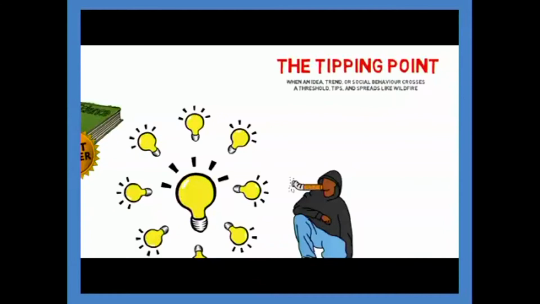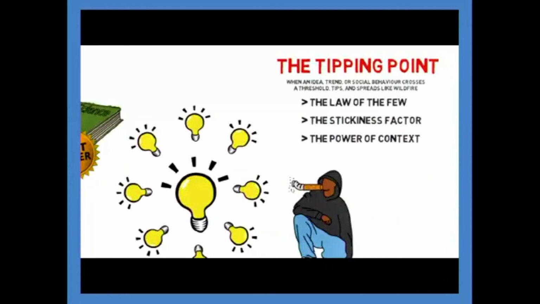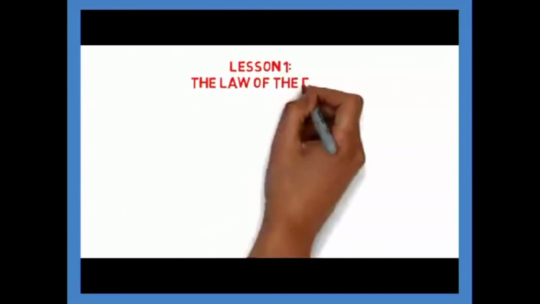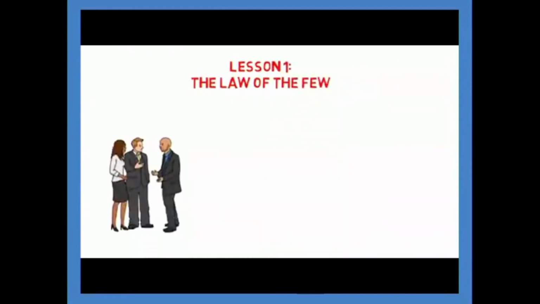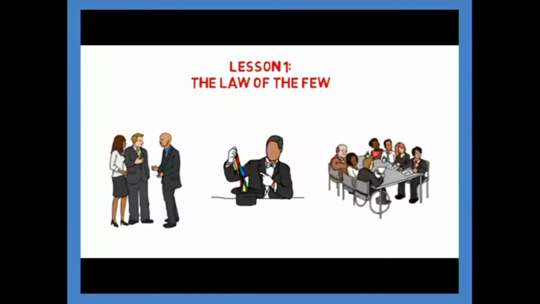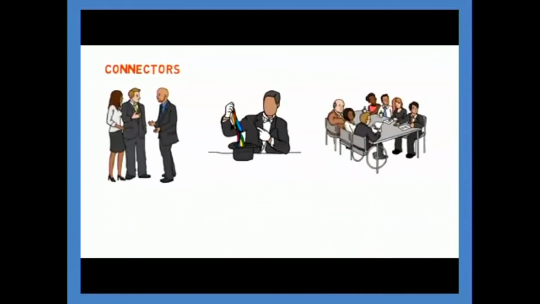The idea can be broken down into three principles. They are the law of the few, the stickiness factor, and the power of context. Let's take a look at these and see how they contribute to making things go viral. Lesson 1: The Law of the Few. Gladwell identifies three types of people who seem to help epidemics grow quickly. They are connectors, mavens, and salespeople.